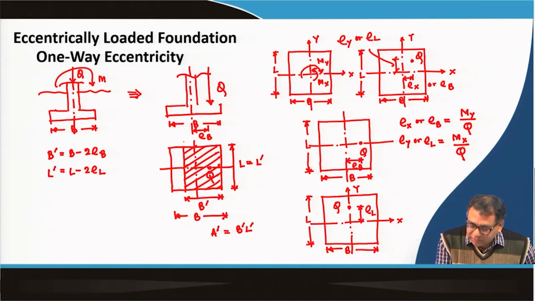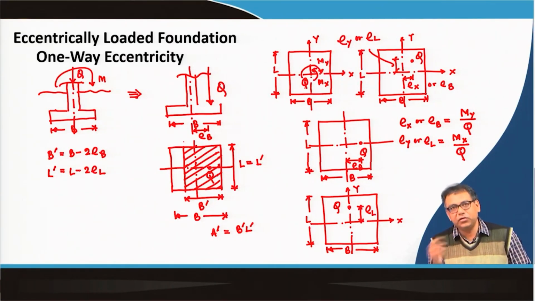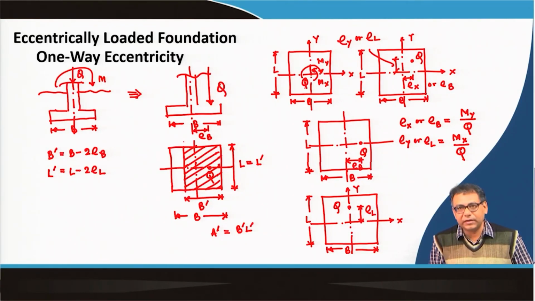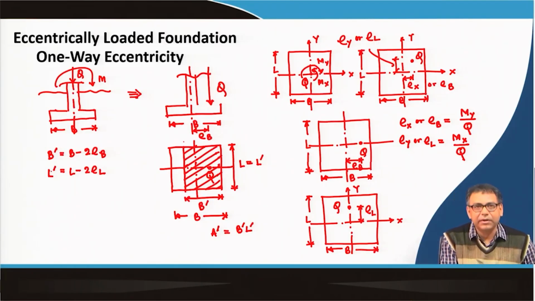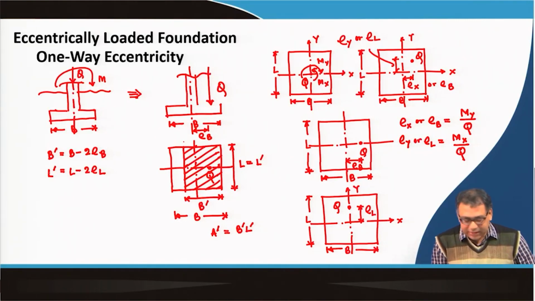Okay. So, there is a q also acting here, and two moments are acting. There can be two moments or one moment, because in one way eccentricity one moment is acting, in two way eccentricity both the moments can act. So, I can calculate E x and E b in this way, and then the effective length and width I can calculate by using these expressions. This is in case of one way eccentricity, where I can calculate b dash and L dash.